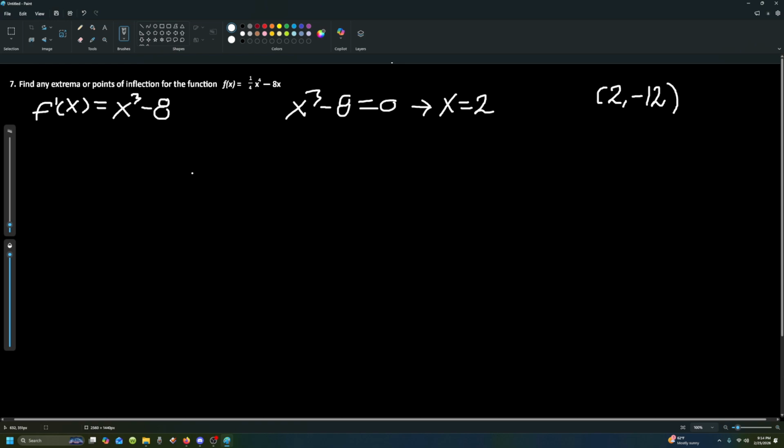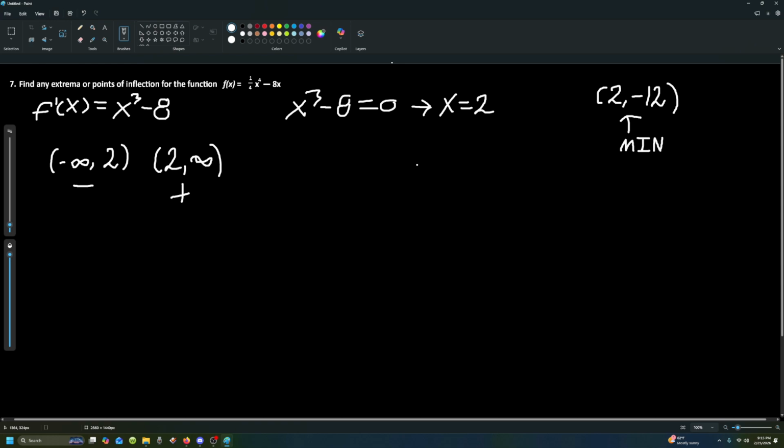We're going to be finding whether this is a max or a min, so we're going to be checking our intervals. So we have negative infinity to 2 and 2 to infinity. We find that this interval is negative and this interval is positive, which means that this must be a min.